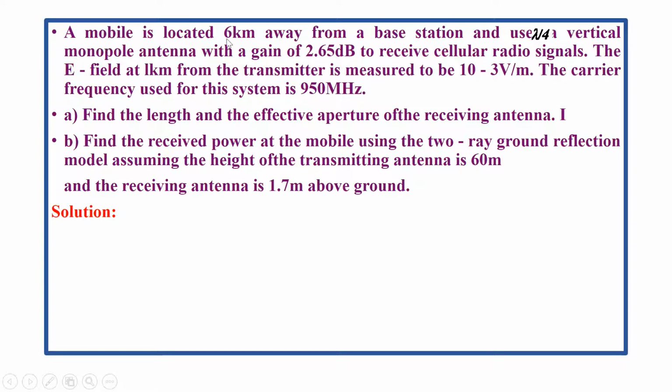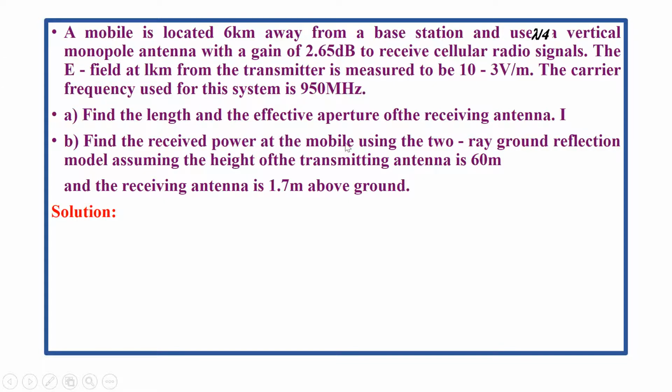A mobile is located 6 km away from the base station and uses a lambda by 4 monopole vertical antenna with a gain of 2.65 decibel to receive cellular radio signals. The E field at 1 km from the transmitter is measured to be 10 power minus 3 volt per meter. The carrier frequency used for the system is 950 megahertz. Find the length and effective aperture of the receiving antenna.